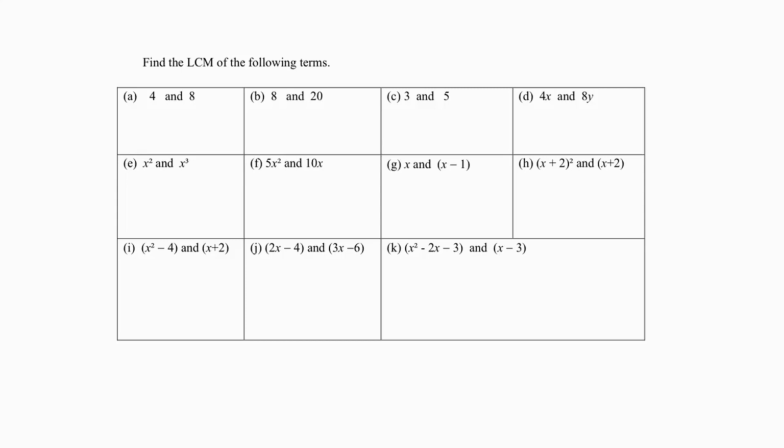We are given the following. Find the LCM of the following terms. So for LCM, it is actually the lowest common multiple. And for it to be a lowest common multiple of the terms, all the factors can be found in this. So meaning that if 4 and 8, given 4 and 8, can 8 divide by 4? Yes. So 8 is the lowest common multiple.